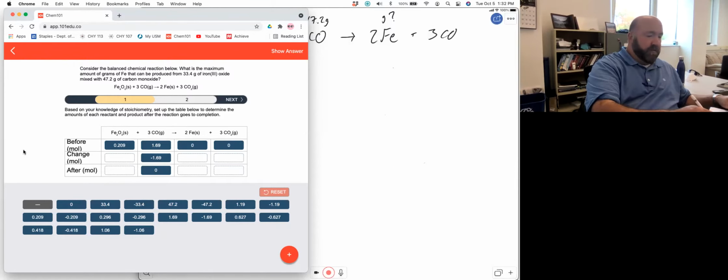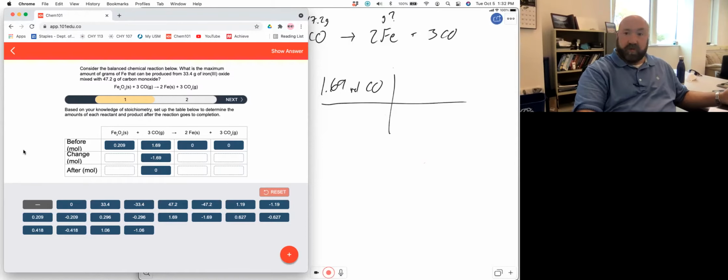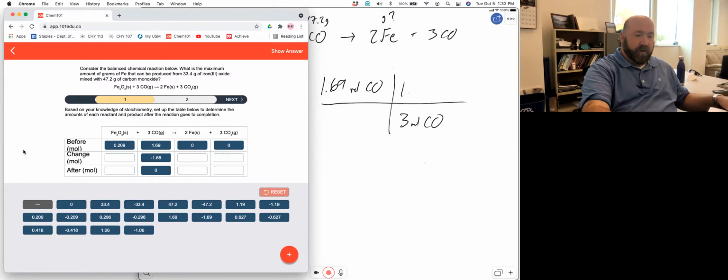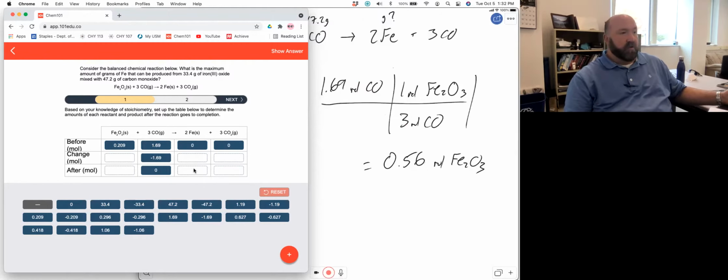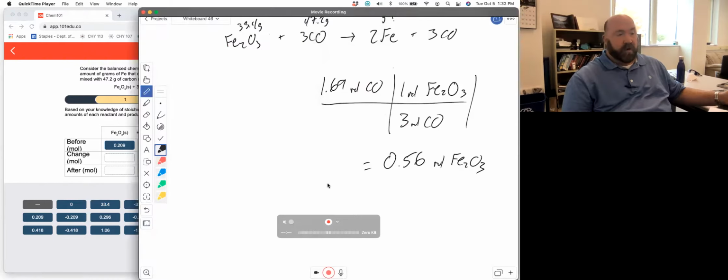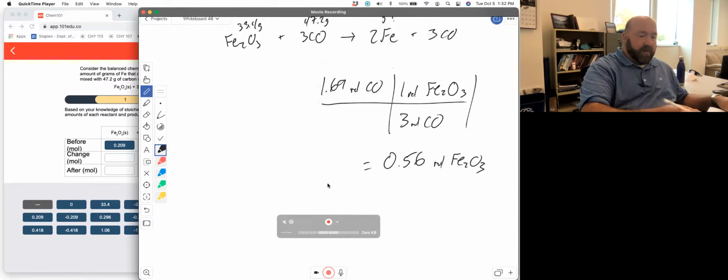And so if we used up 1.69 moles of our carbon monoxide, we look at our molar ratio from our balanced equation. We have 3 moles of carbon monoxide to every 1 mole of Fe2O3. And we do this, and then this works out to a change of 0.56 moles of Fe2O3. Now, for one thing, we can see that's not even an option in our table that Chem 101 gives us, so we know that's a problem. But let's just take a quick look as if that were one of the options.